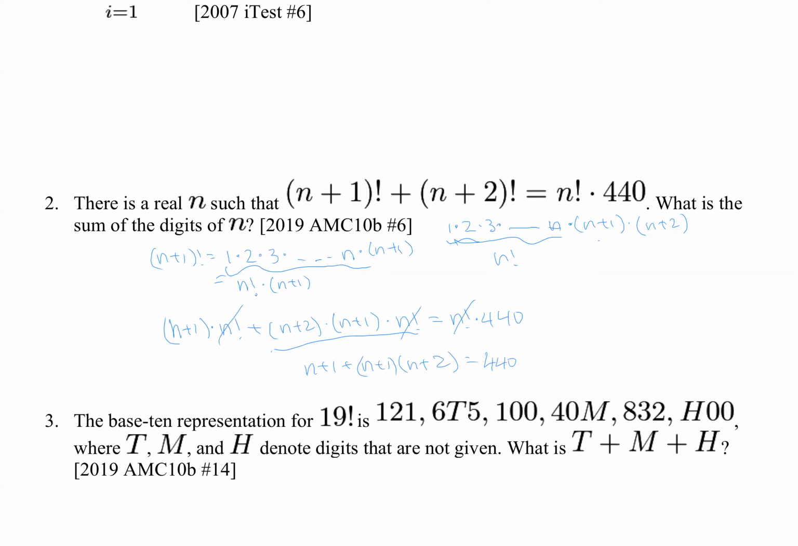And then we can factor out the n plus 1 to get n plus 1 times 1 plus n plus 2 equals 440. And this is just the same as n plus 1 times n plus 3 equals 440. And then if we look closely at this number, it's almost 21 squared, right? 21 squared equals 441. So we can see that this is 20 times 22. And then since n plus 1 equals 20, n equals 19, and then the sum of the digits is 10.